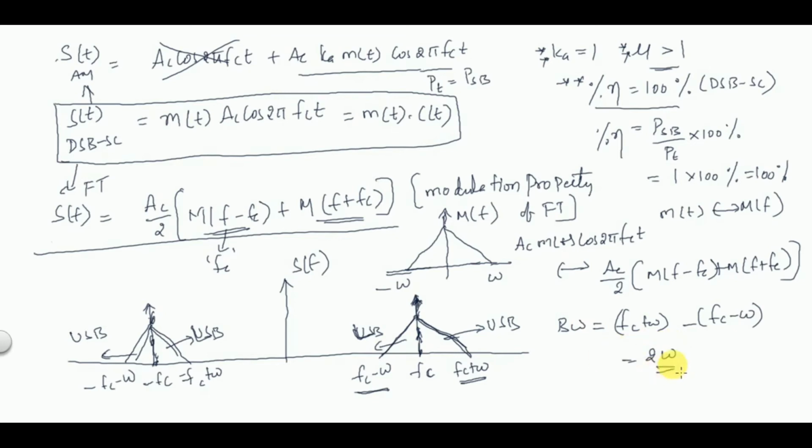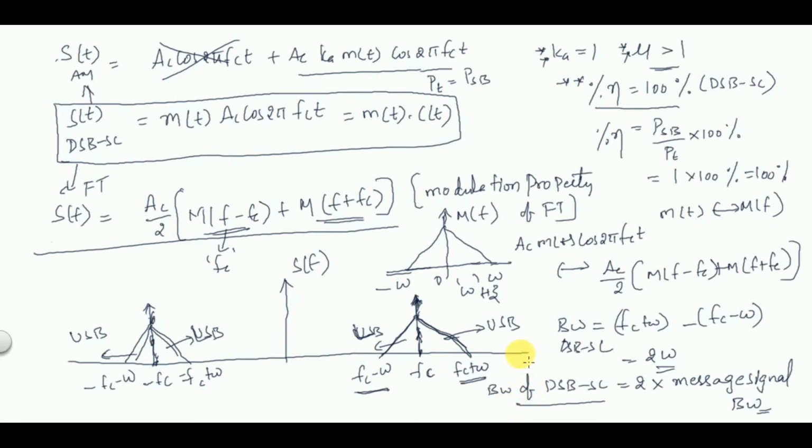So the bandwidth is equal to twice the message signal bandwidth. The message signal bandwidth is W hertz and the bandwidth of the DSBSC signal is 2W, which is the same as in the case of AM. So from AM to DSBSC the bandwidth has no change. This is about the frequency domain representation of the DSBSC signal.